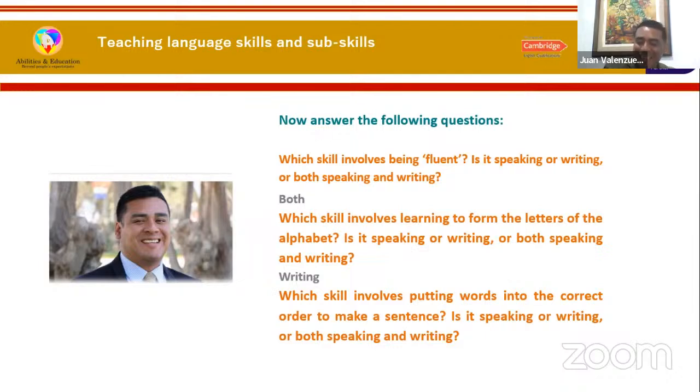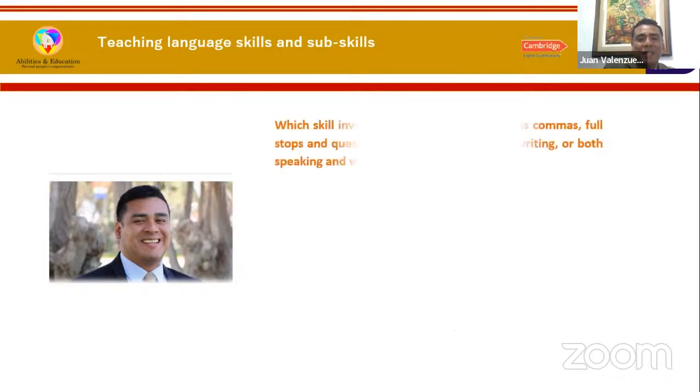Excellent. Thanks for typing in the chat. It's both, because when you speak, you need to put words into the correct order to make a sentence. But also when you write, you need this coherence, right? To put words in the correct order to make a sentence.